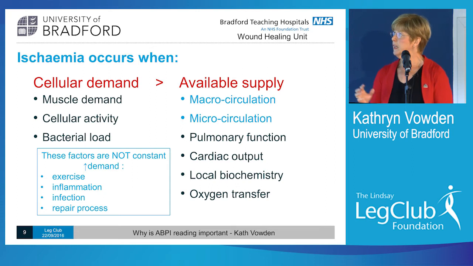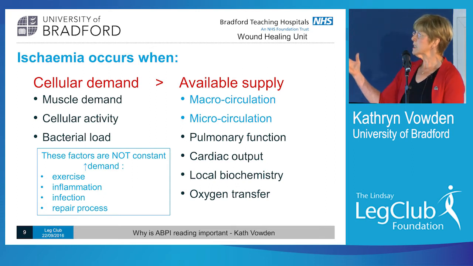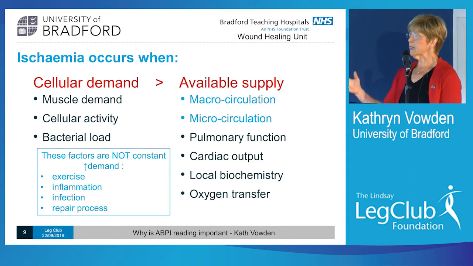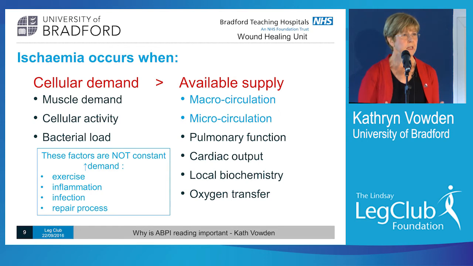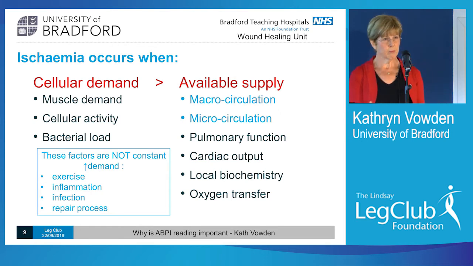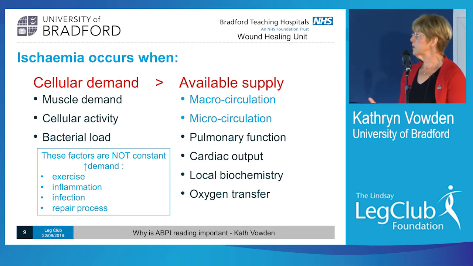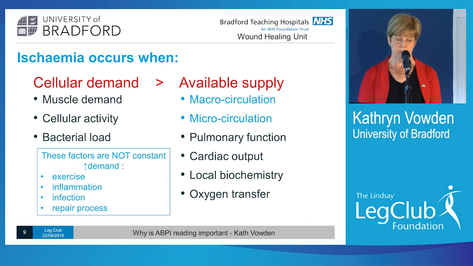And we often think about micro and macro circulation, but in actual fact, the available supply or the delivery of oxygen can be affected not just by the circulation. It can be affected by pulmonary function, cardiac output, local biochemistry and oxygen transfer, which of course is more common in diabetics.